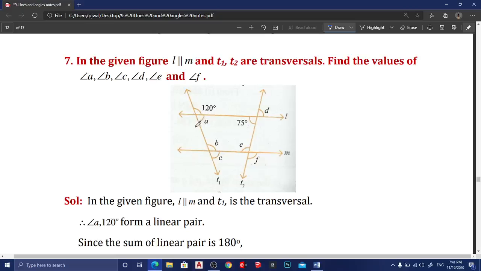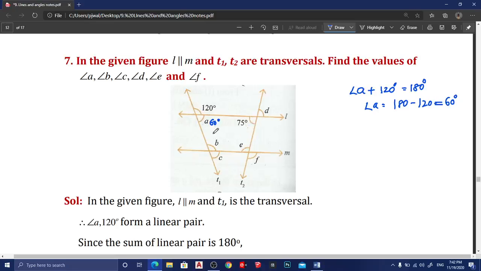Here also you have to use all the linear pair properties and the properties of transversal. If we take this angle, this transversal T1, these two angles will form a linear pair. Since these two are a linear pair, angle A plus 120 degrees is equal to 180 degrees. Sum of the linear pair is 180. So angle A will become 180 minus 120, which is equal to 60 degrees. Now you know this angle, which is 60 degrees.